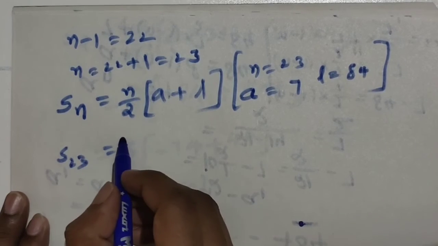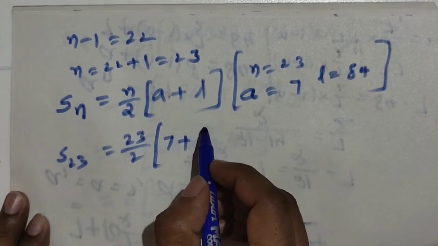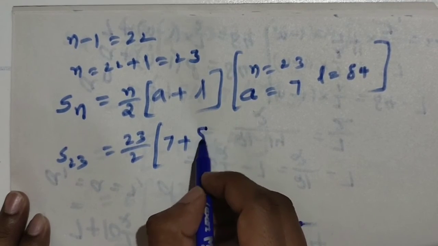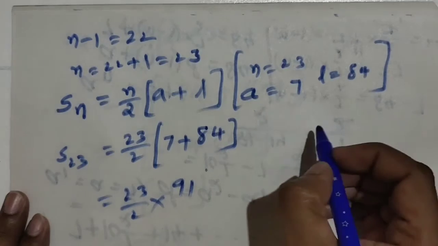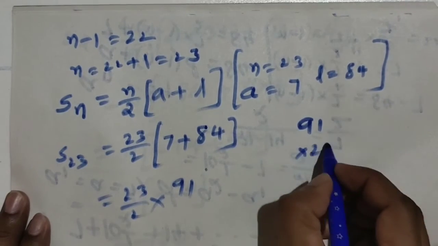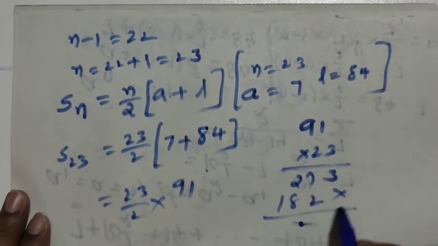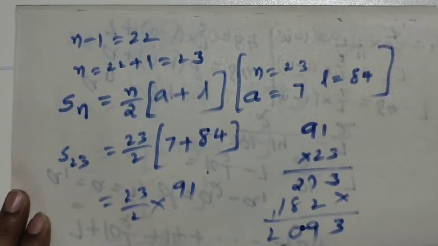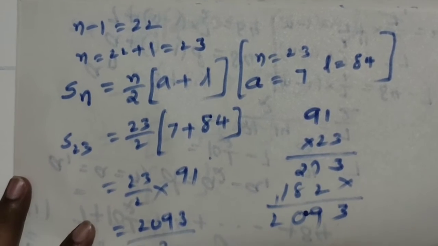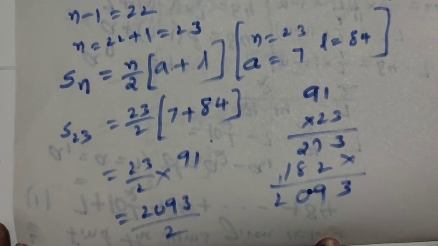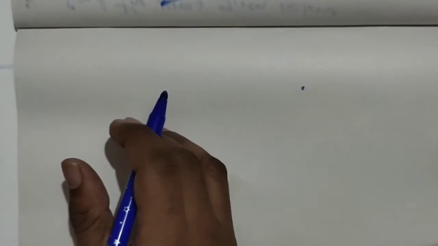Sn, that is S23, equals 23 by 2 into a plus l, that is 7 plus 84. Then 23 by 2 into 91. Now multiply 91 by 23: we get 2093 by 2. So 2093 by 2. So these are the other type, and again we have to take the same type of sum.